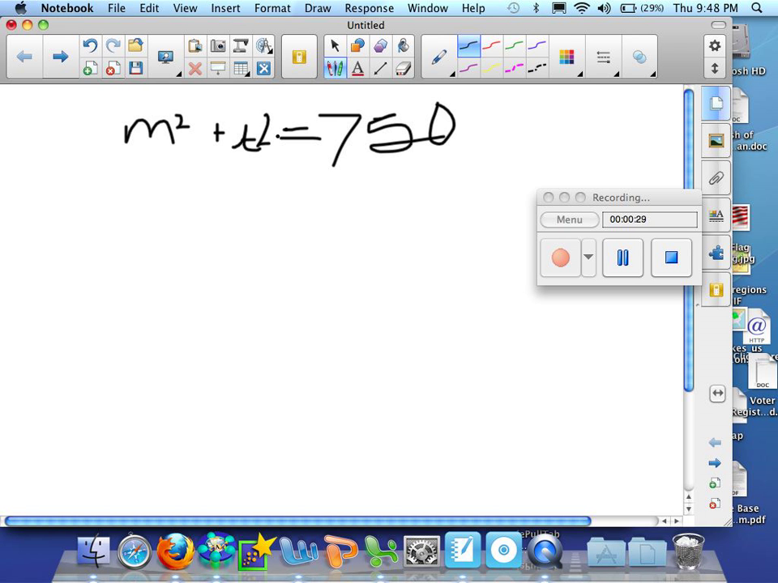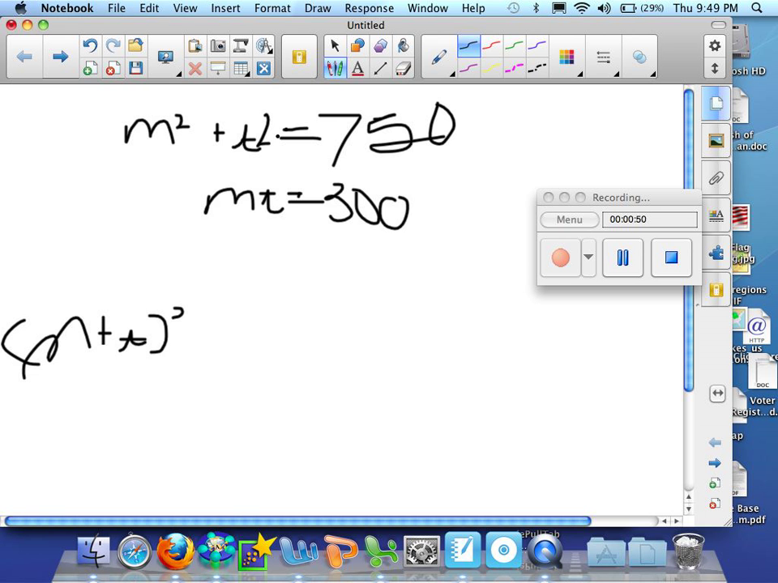All right, and then we've got m times t equals 300. Okay, and then we're wanting to know what (m plus t) squared is. I'm sorry for the bad handwriting. It's hard to make things. We want to know what it equals. That's the question.